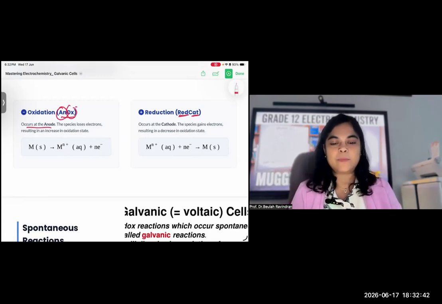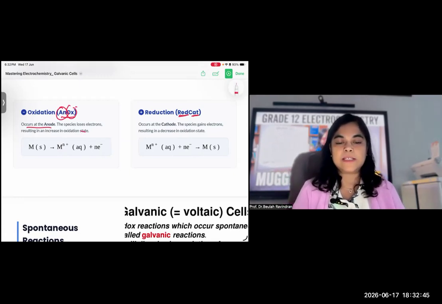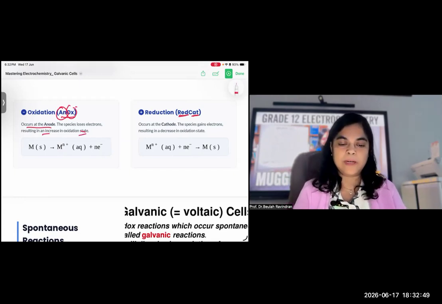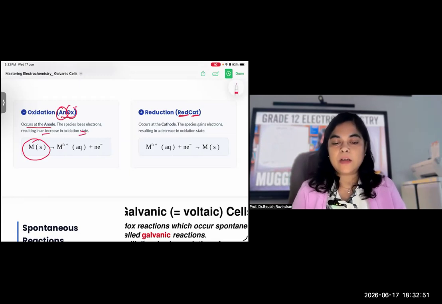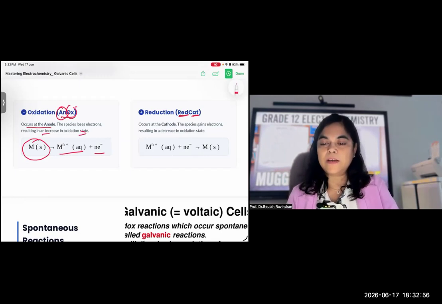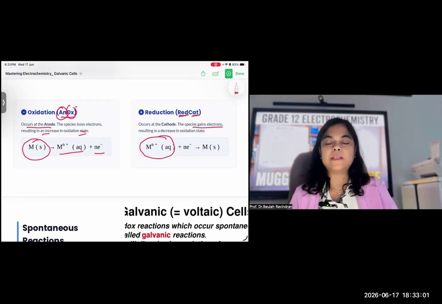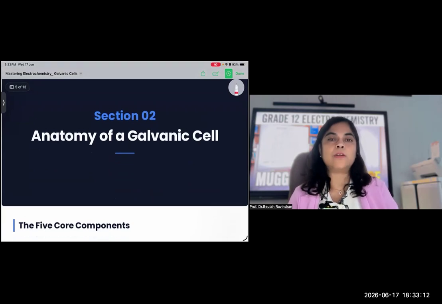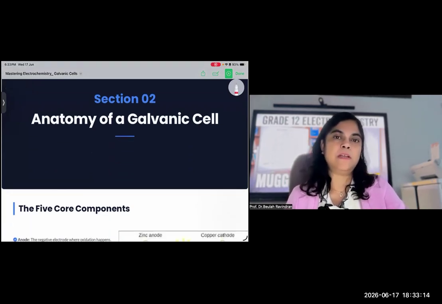When a species loses electrons, it results in an increase in oxidation state. A solid metal becomes aqueous by losing electrons. In the same way, here the species gains electrons: the aqueous metal gains electrons and becomes solid. So now we'll see the anatomy of a galvanic cell.